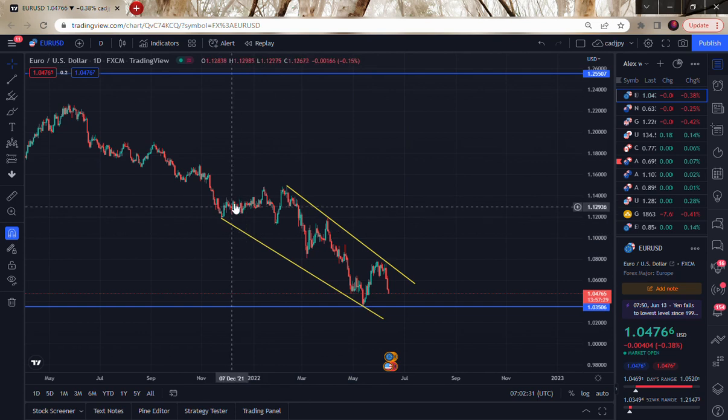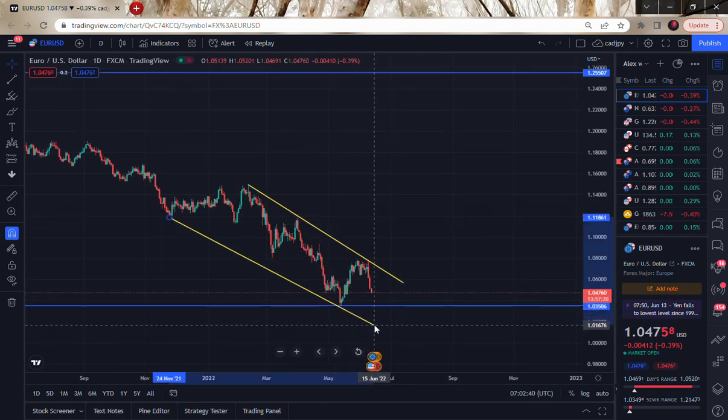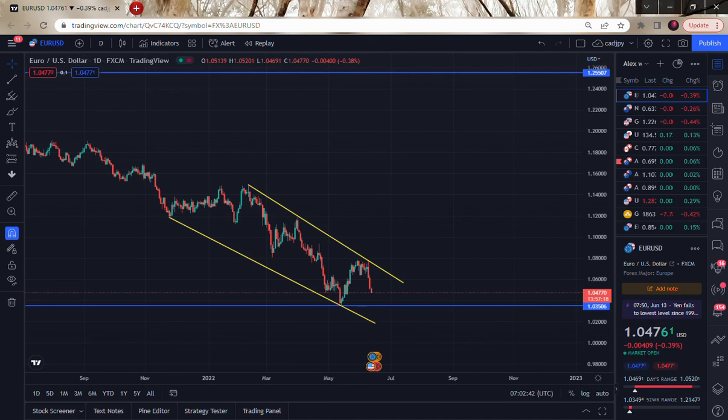So what I can see is that here, this is the correction, this is the impulse, this is the correction, this is the impulse, and then this is the correction. All right, so I have the one, I have the two, I'm anticipating the third touch here. And then knowing the nature of Euro-USD, I know it has a tendency of breaking the lows and then going up. Okay, so now I'm just going to go to the 4 hour.